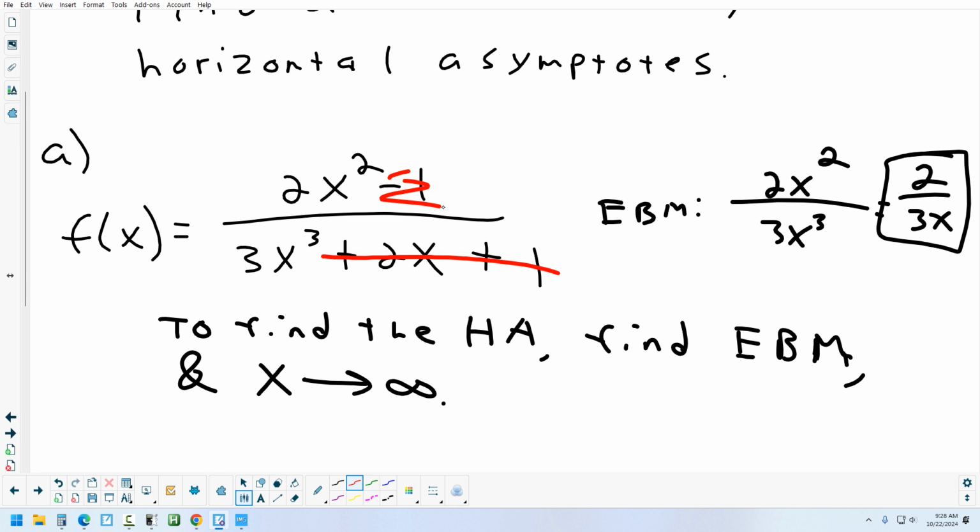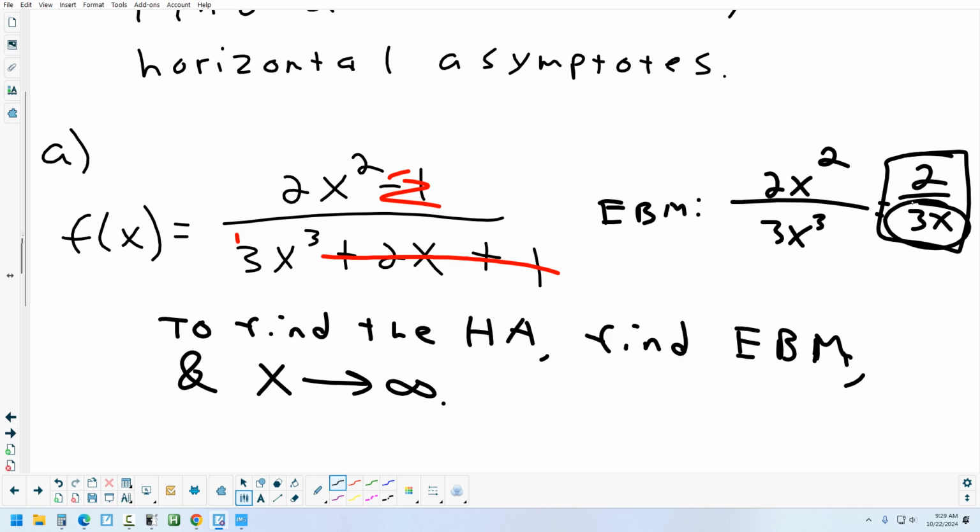And the reason it doesn't is because cubing something completely overpowers multiplying something by 2 and adding 1. It's not even close. Like if you take 1,000,000 and you cube it and then triple it, that's going to be way bigger than taking 1,000,000 and doubling it. Cubing is just so much more powerful that this other stuff doesn't even have an effect on the problem. So let's look at the EBM. What's going to happen to the bottom of this fraction as x gets bigger and bigger? Just the bottom.